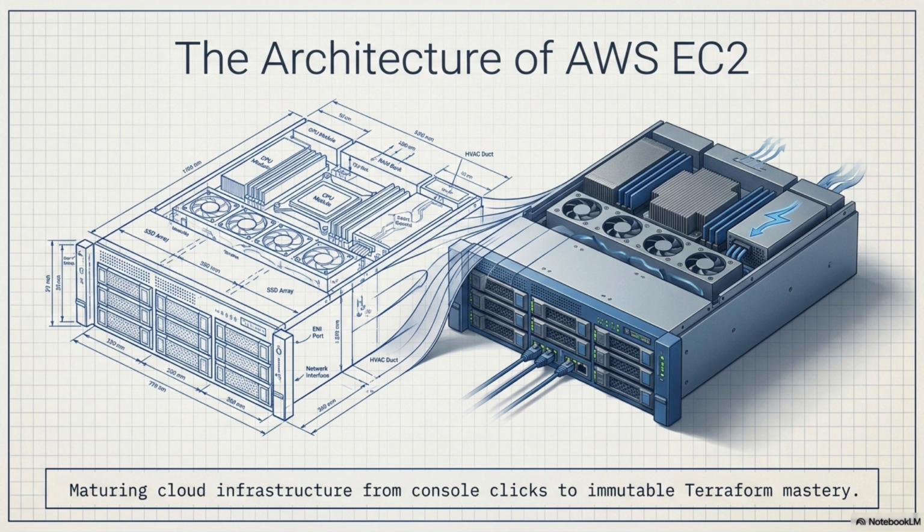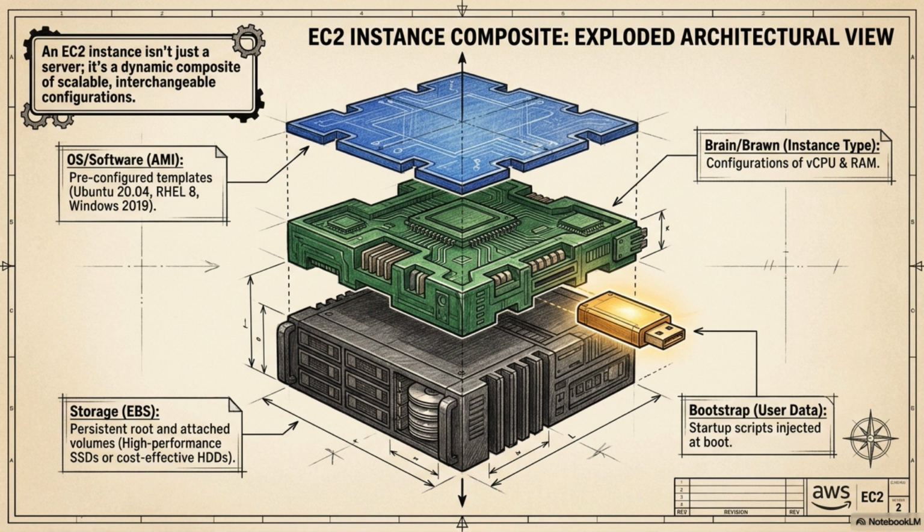Let's begin. The architecture of AWS EC2: an EC2 instance is more than just a virtual machine. It combines operating system images, compute resources, storage, networking, and automation. Modern DevOps focuses on automating all these layers consistently.